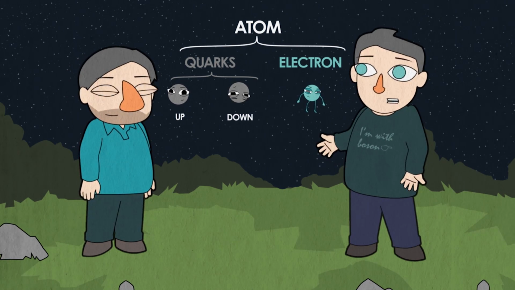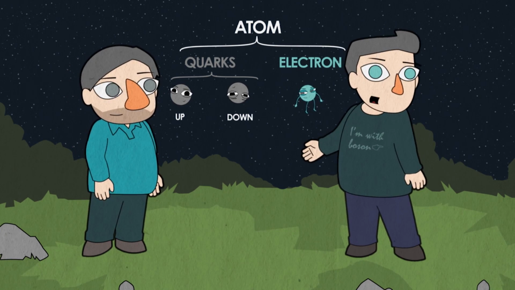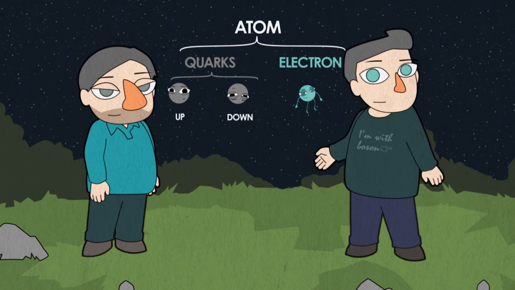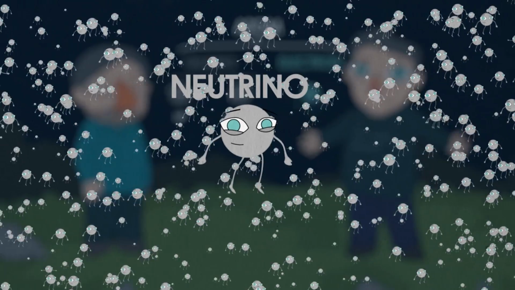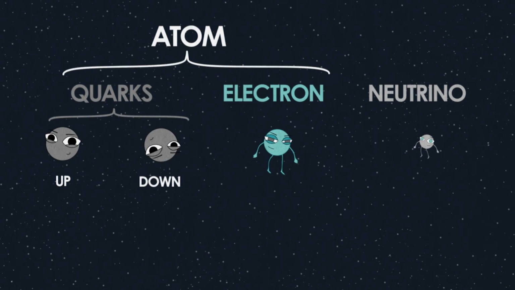Almost everything in the universe is made of those things. There are other fundamental particles, though. There's trillions of neutrinos passing through us right now. All right, so we've got the up and down quark, we've got electrons, and we've got neutrinos. Is that it? No. Not even close. It turns out that there's a lot more fundamental particles than that.